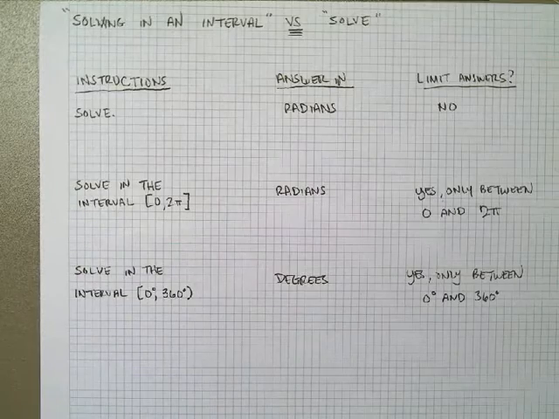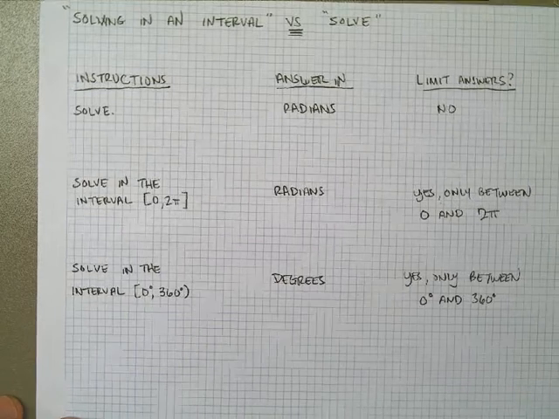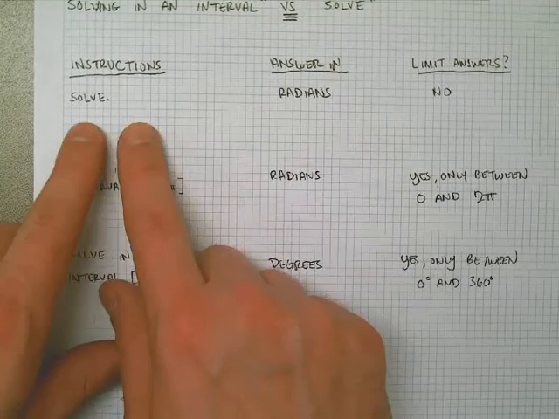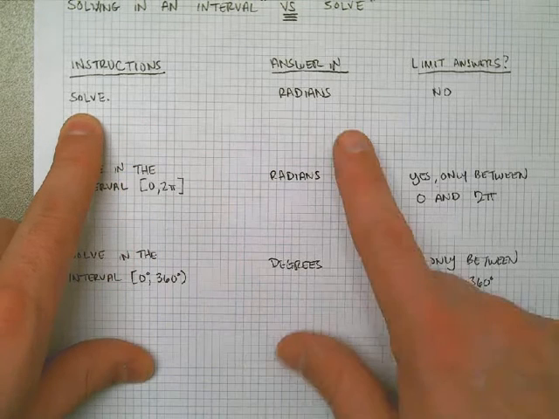Real quick, before you start working on the homework for 5.3, we need to talk about the instructions and the things that you're going to be instructed to do for these problems. There is a difference, you see, between solving in an interval versus just the plain solve. So here is a table that'll help you out, maybe. If the instructions say to solve, they're telling you that you need to answer in radians.